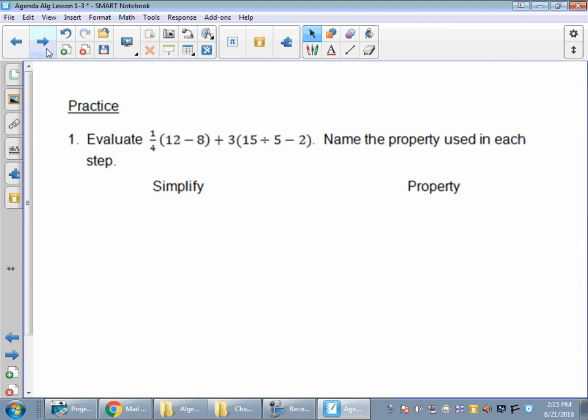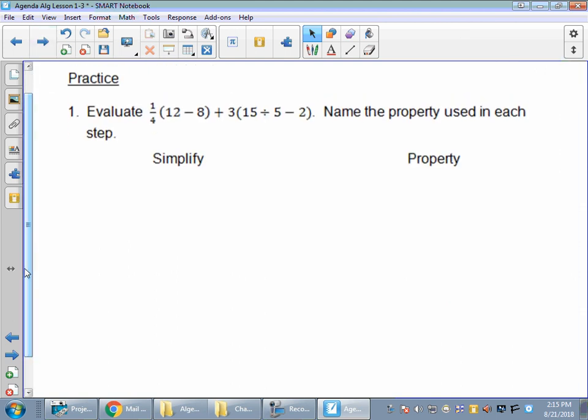All right, so let's do some practice problems here. We can just do the first one. We can skip the second one, and you can come back and work on that on your own. So we're going to evaluate this problem, but then we're going to name the property we use in each step. So we talked about this with order of operations, that I want you to show your work. I want you to show each step. And one of the reasons now is we're going to actually take that one step further, and you're going to actually have to name the property that you used.